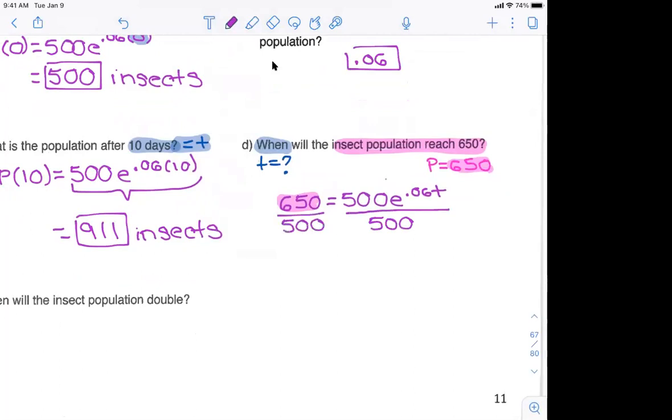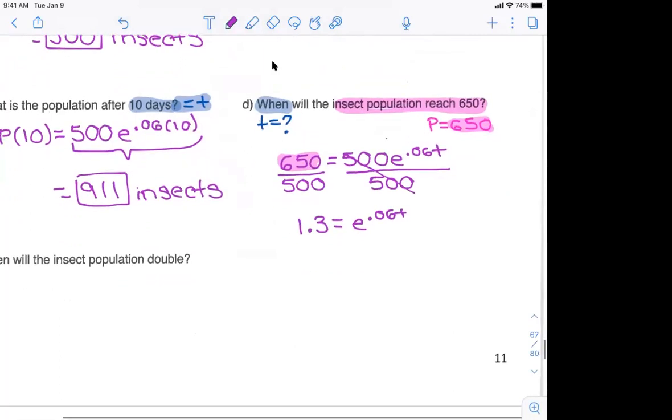The first thing is you have to isolate the e part. In order to do that, you have to divide by 500, which is going to get us 1.3, or you can leave it as a fraction, equals e to the 0.06 t. We want to find out what t is. We can't do anything without getting it out of the exponent. So to get it out of the exponent, you're going to have to turn it into a log, a natural log. So this is a natural log base e of 1.3 equals 0.06 t.